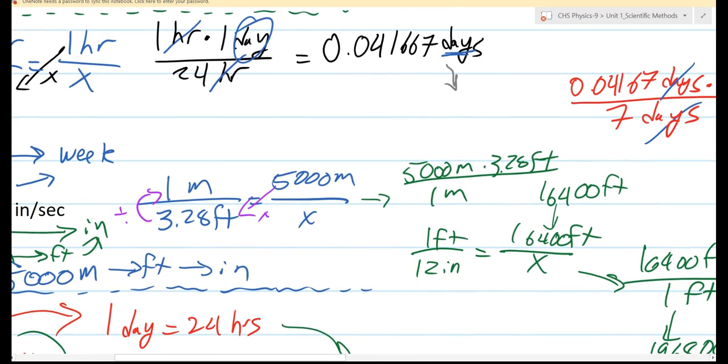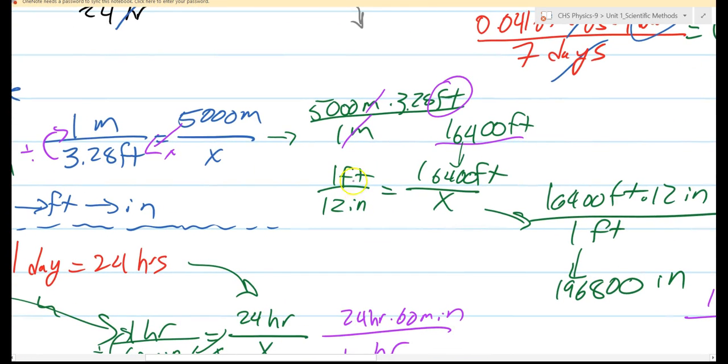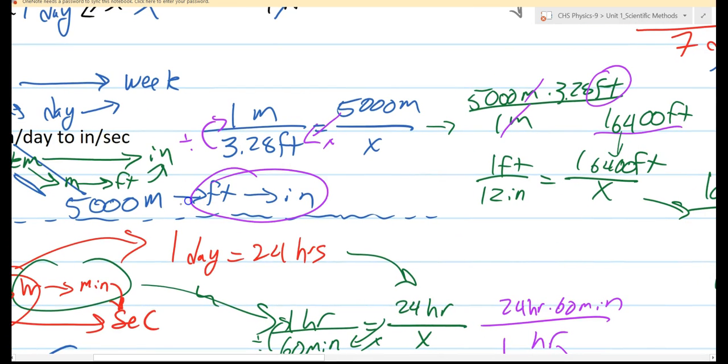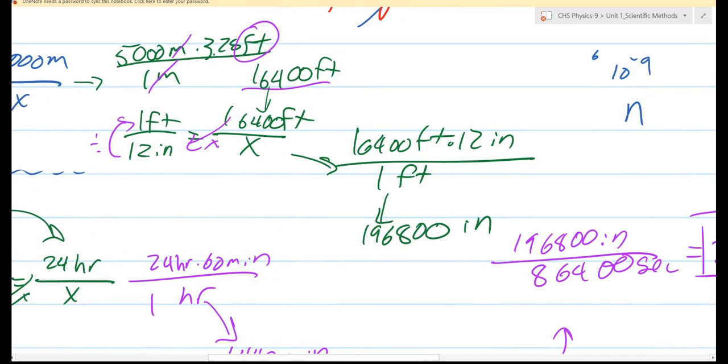And here's my work. I ended up with my 5,000 meters times my 3.28, like I said. Cross out the meters, I'm left with feet. When I do the math, I got 16,400 feet. Then I have to do my feet to inches conversion. So right here. Multiply these two, divide there. I end up with my feet canceling out. I'm left with inches. Multiply, divide. This is the number I get. That'll end up going on the top of my fraction.